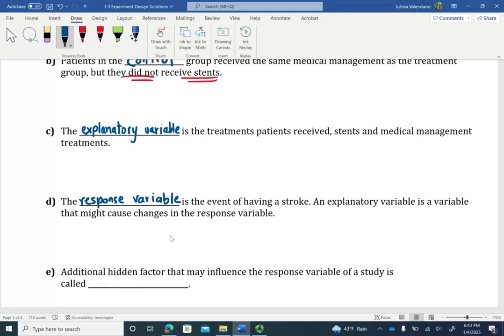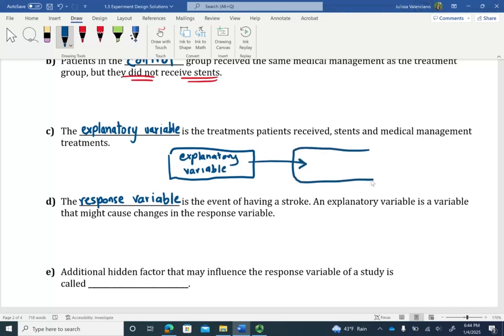And so maybe it would be good to draw ourselves a picture. So the explanatory variable might have a change in the response variable. Okay, so in this example, again, the explanatory variable is the stents and the medical management. The response variable would be the event of having a stroke. On our previous example, the explanatory variable was the amount of cinnamon that was given to patients. The response variable was the glucose level. So in that example, the explanatory variable, which is the amount of cinnamon, might have a change in the response variable, which is the glucose level.